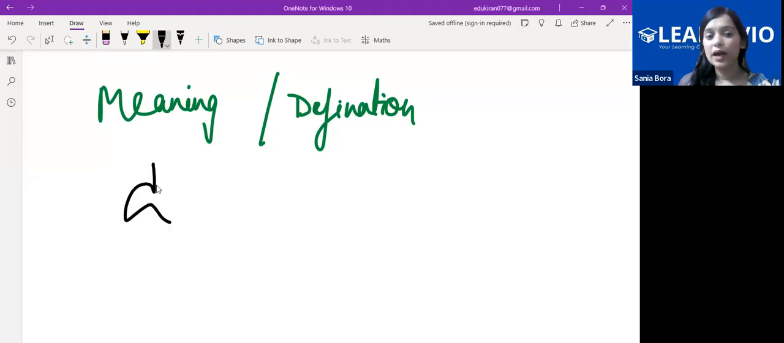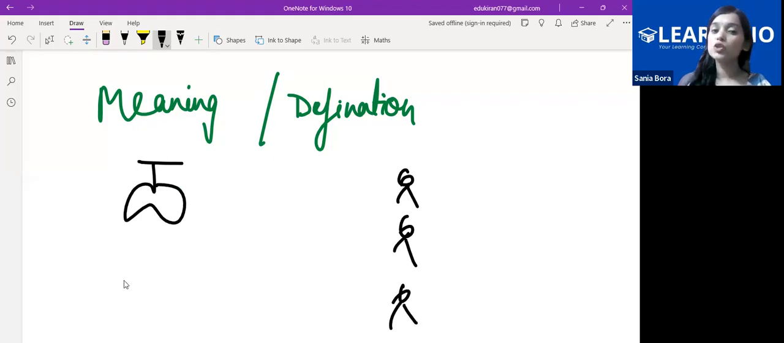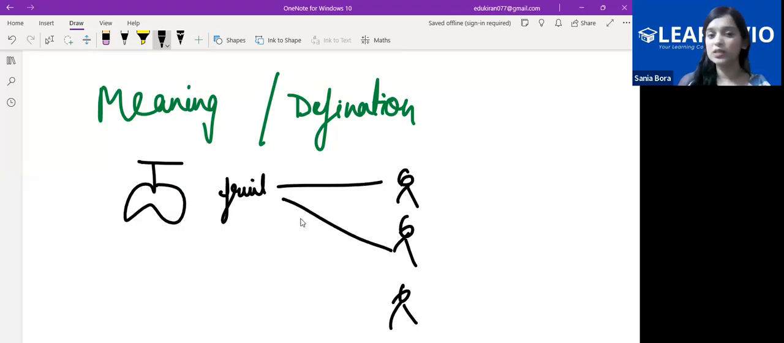For example, I showed you this picture. These are the three students: you, your friend, and one more student. I asked you, what is this? What did you say? Ma'am, this is a fruit. Even your friend told the same thing, and your third friend also said the same. Right? They basically told the meaning of the picture: this is the fruit.